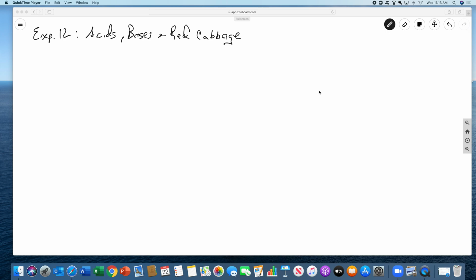The whiteboard explanation for experiment 12, which is basically about acids and bases and the red cabbage. So next time you cook a red cabbage, you can save the liquid. The liquid is an acid-base indicator. And so you've worked with indicators a little bit. We worked with phenolphthalein. You could even do this lab at home if you wanted to.